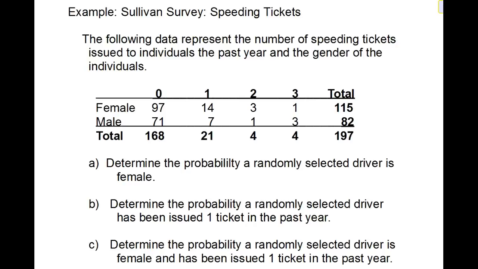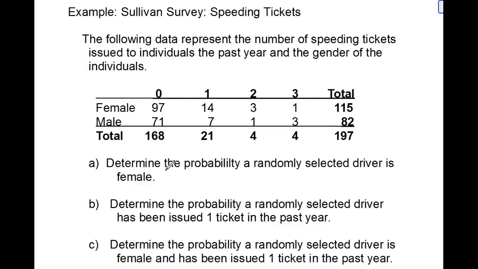So here we're looking at speeding tickets. The following data represent the number of speeding tickets issued to individuals in the past year and the gender of the individuals. So we have females and males, and here we have that 0 tickets were issued, 1 ticket, 2 tickets, and 3 tickets. Anytime that you're working with contingency tables, if it's not already there, the first thing that you need to do is total up every row and every column and get your grand total. So this is the total number of people that were looked at in this survey.